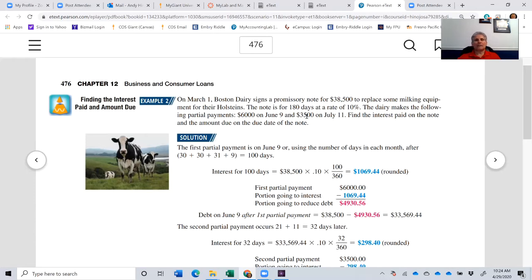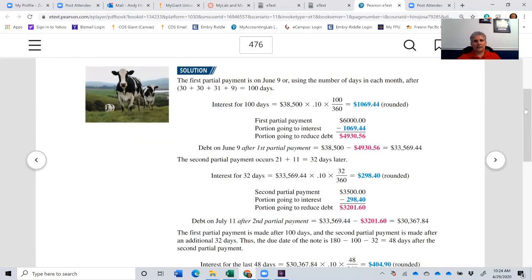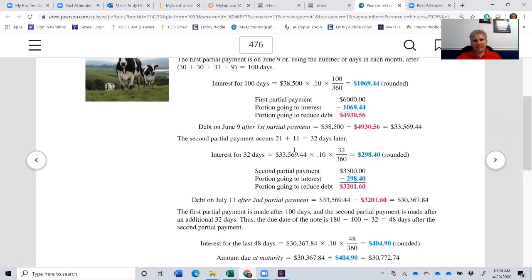The next payment was made on July 11th for $3,500. So we're looking for the number of days between July 11th and June 9th. Well, let's see. We were on June 9th. In June, there are 30 days. We're going to take the 30 and subtract 9. That's going to leave us 21 days for June. And then it was made on July 11th, so we're going to add 11 days to that. So 21 plus 11, 32 days later.